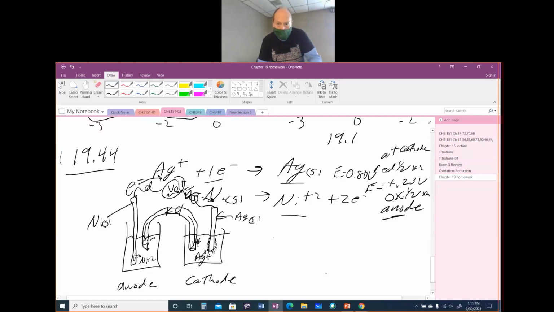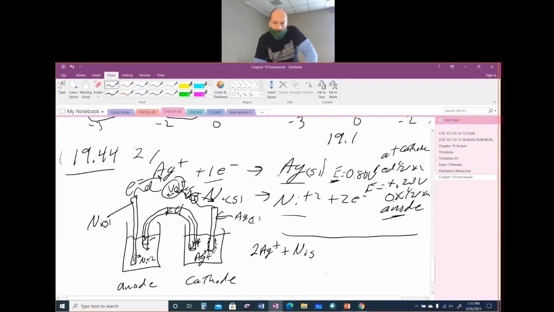All right, and so when I add up those two reactions, first thing I have to do is multiply the first one by 2, because I have to have 2 electrons gained and 2 electrons lost. The key here is I do not multiply the E value. Never multiply your E values. All right, and so I have 2 Ag plus nickel solid going to 2 Ag solid plus nickel plus 2.